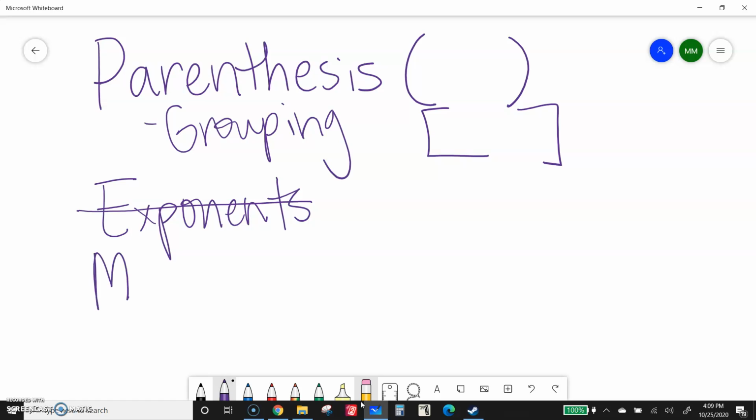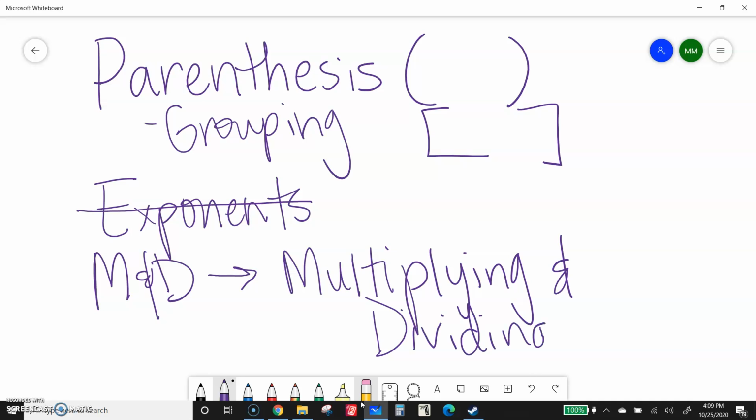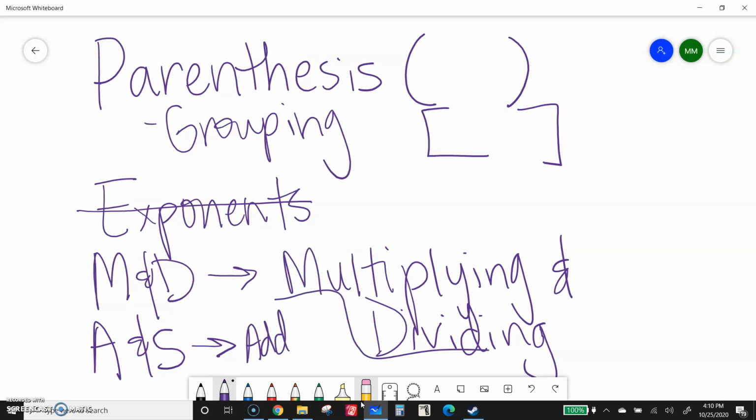The next one is M and D, which maybe you can guess what those stand for: multiplying and dividing. Now, sometimes we multiply first, but sometimes we divide first. It depends on whichever one comes first, left to right. So I'll show you some examples of what I mean by that. And the last one is A and S, which I bet you can guess is adding and subtracting.